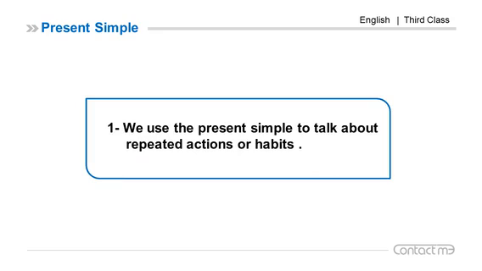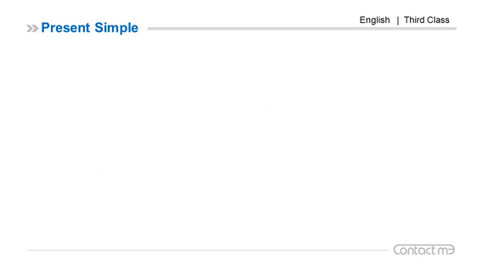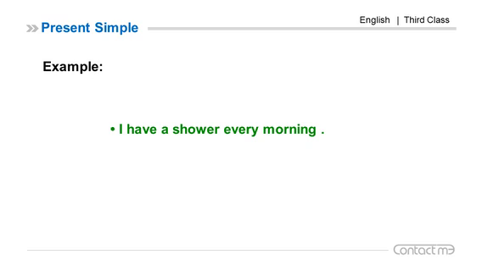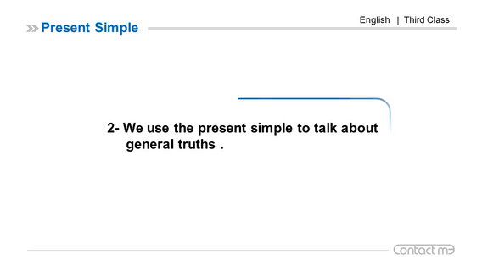The use of present simple. We use the present simple to talk about repeated actions or habits. Something happens usually, always, sometimes, and so on. Example, I have a shower every morning. Every morning is an expression of frequency. It is used in present simple.